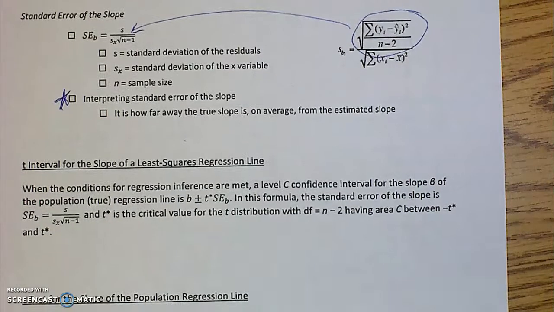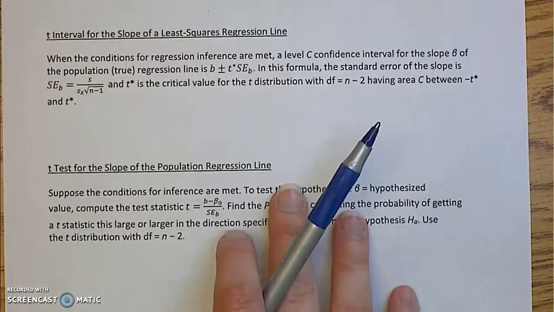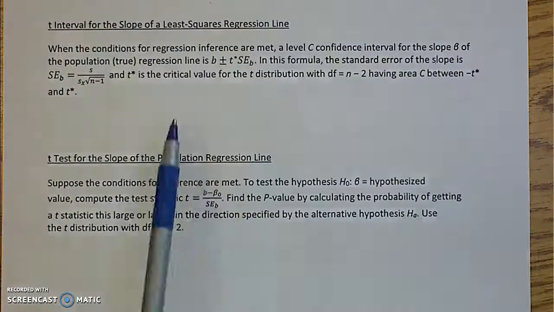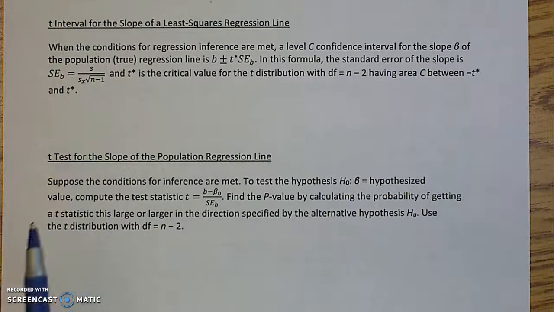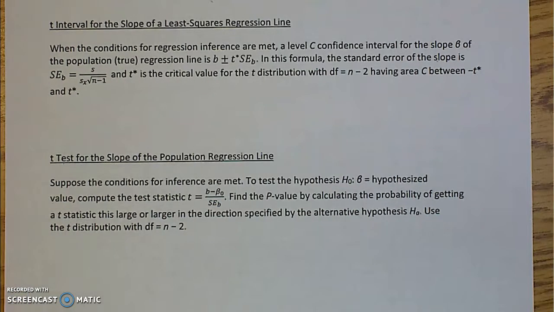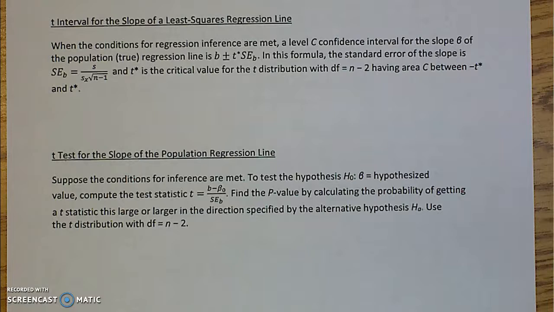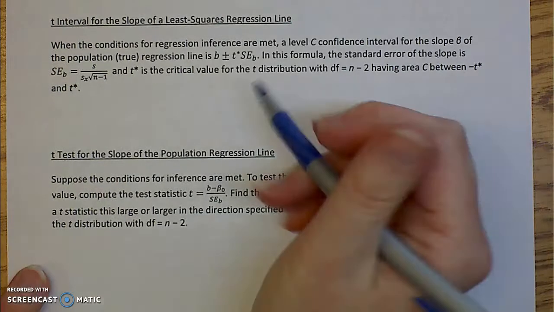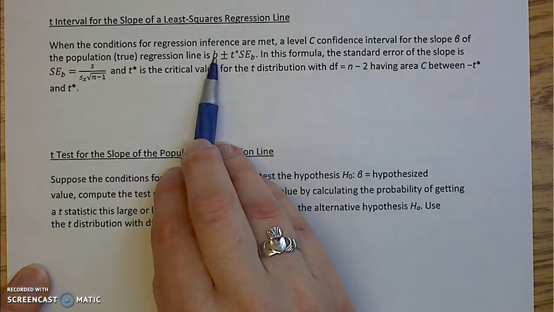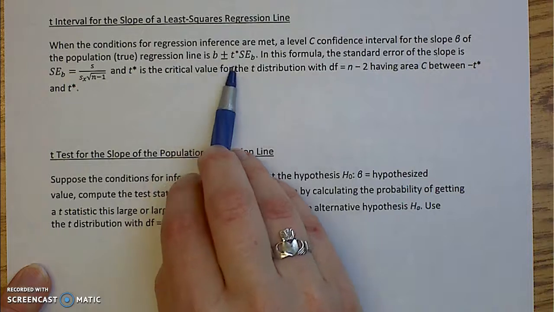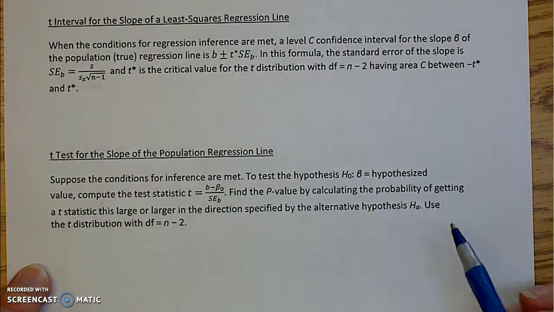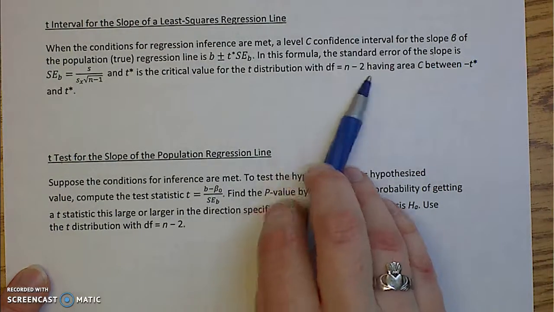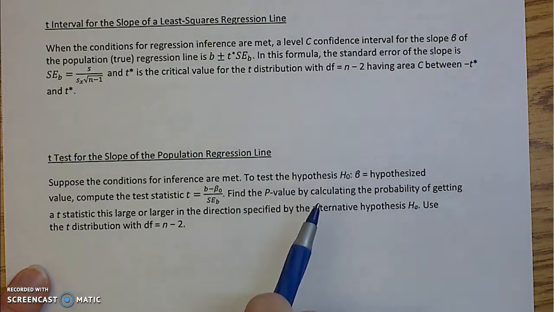Okay? Now, the two inference techniques that we're going to be using for slope are confidence intervals, where we're going to be using t intervals, and then significance testing, where we're going to be using t. Just like when we use t for means, we're going to be using t for slope. Right? Our formula is still generally the same. It's your statistic, plus or minus your critical value times your standard error. Okay? Degrees of freedom is going to be n minus 2. That is a newer thing here.